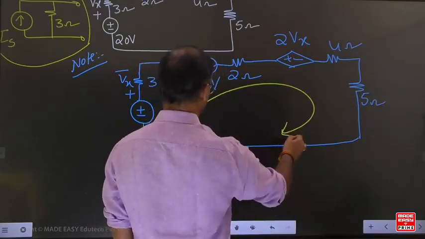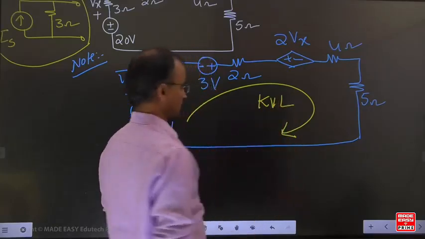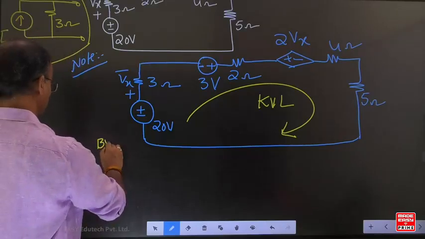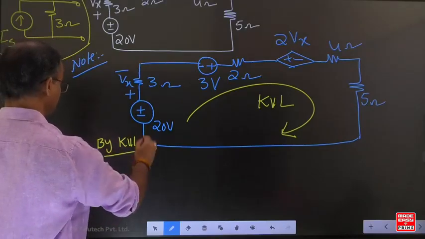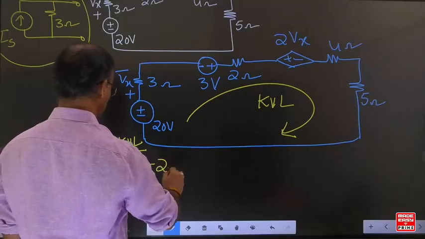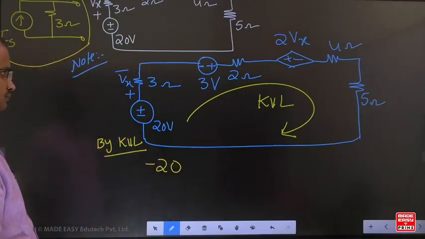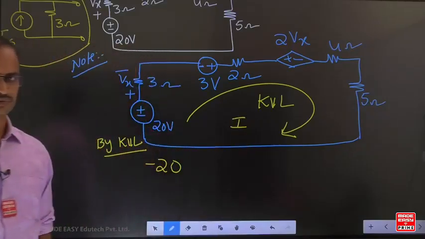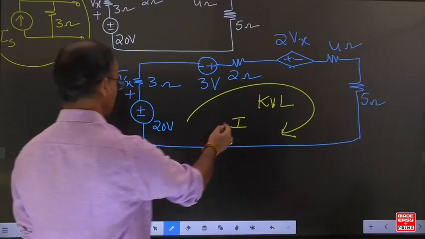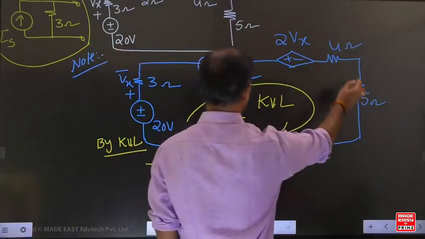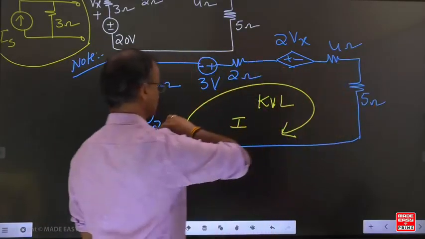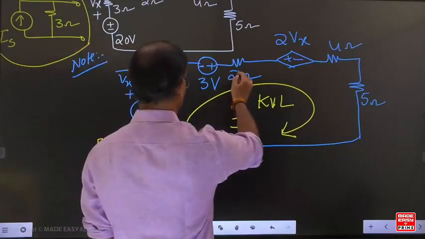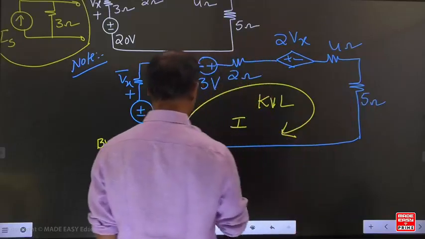Can you write the respective KVL equation for this one? If you write the KVL equation by KVL, lower potential to higher potential is voltage rise. In this example, let us assume the loop current as I. Here this current I circulates through 3, 2, 4 and the 5. Can you add all the respective resistance values? 3, 2, 5, 5, 5. What is the total resistance? 14.